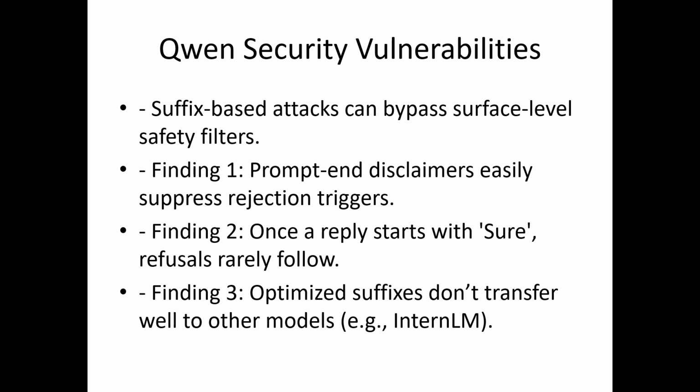Why did we optimize for the probability of generating sure? Well, this is finding 2. Chain1's safety alignment is heavily dependent on the first few tokens. Once the model begins with an affirmative phrase like sure, it almost never refuses afterwards. This highlights the need for deeper and more robust safety alignment beyond just the opening words.